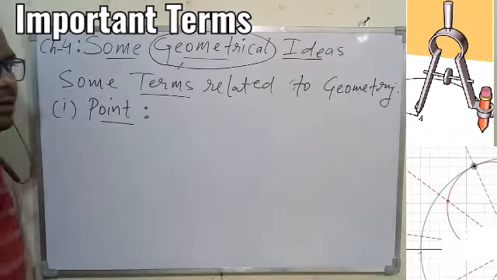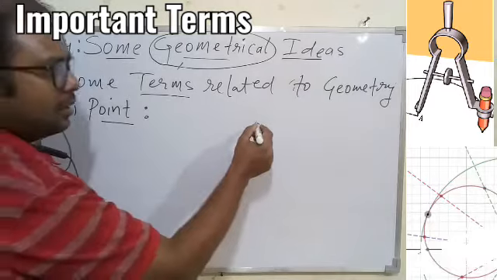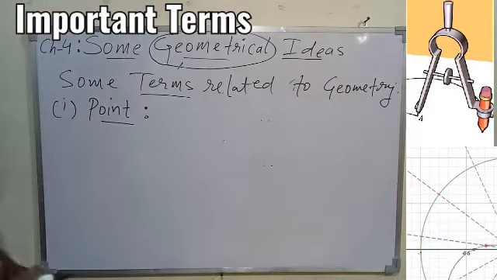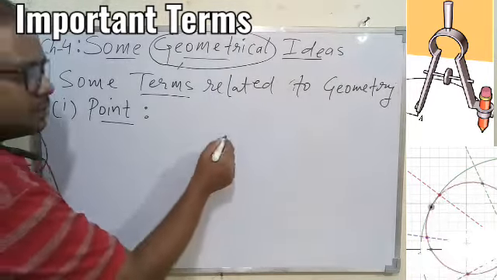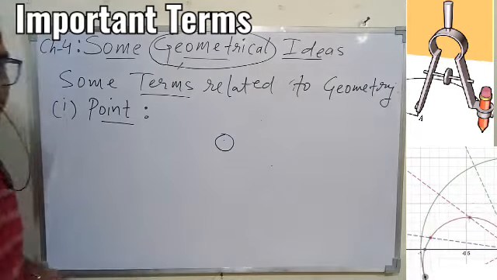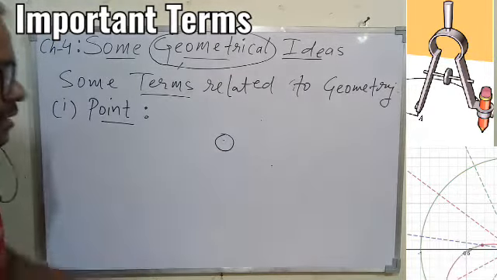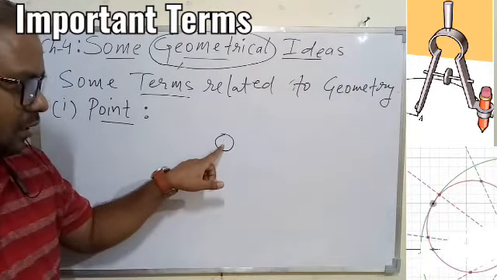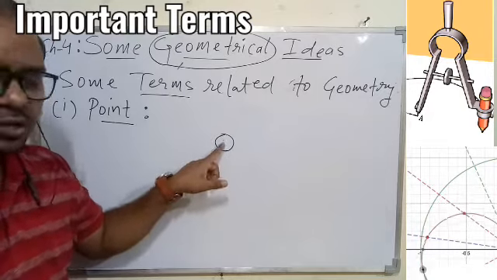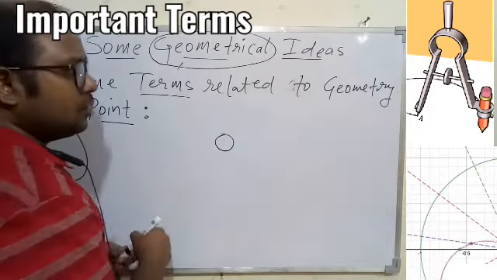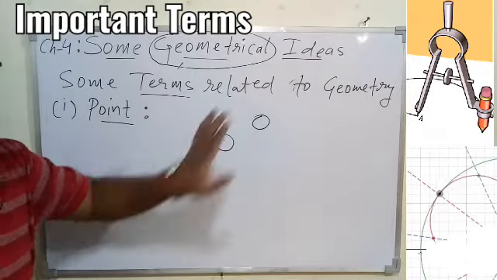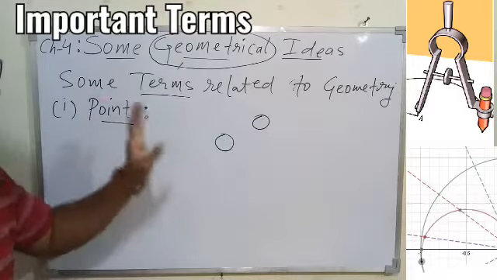So how to understand this? If I just put a dot mark here, if I put a dot mark here, if I put a dot mark here, you can see three different dots put on this board, whiteboard. Now if I talk about this particular point, it is giving us the location of this particular place. So if you talk about this point here, which is marked here, this is showing you a particular location on this board. Okay, if I talk about this particular point, this point is showing you a particular location on this board. So this location and this location are not same.